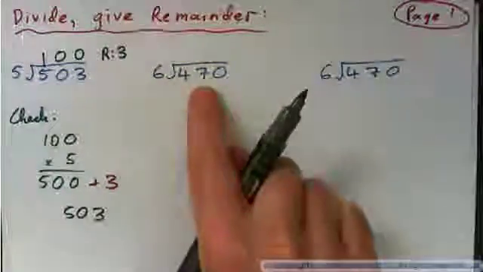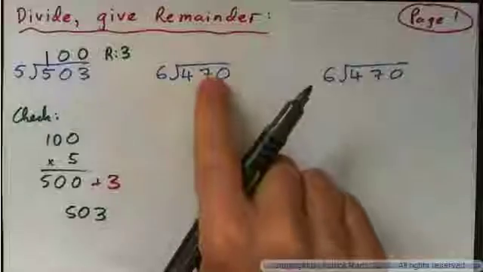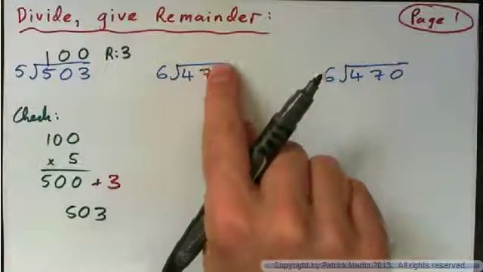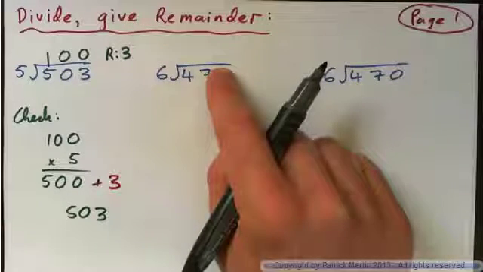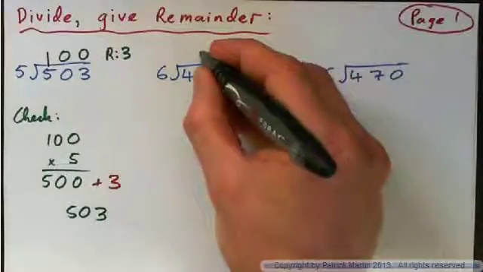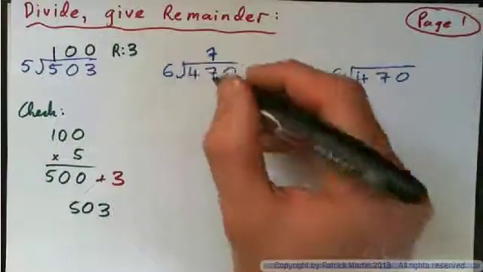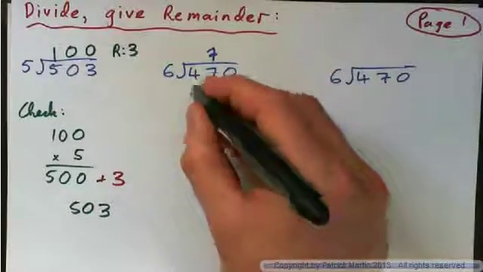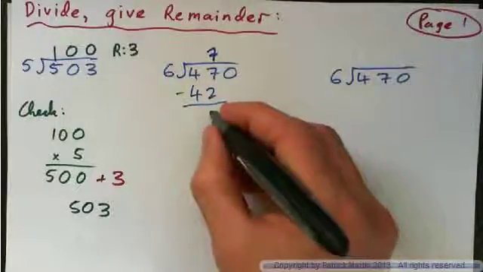6 into 470. 6 into 4 doesn't go, but what's 6 into 47? It's 7 times, because 7 sixes is 42. If you want, you can go 7 times 6, 42, and then subtract. You see, 47 minus 42 is 5.